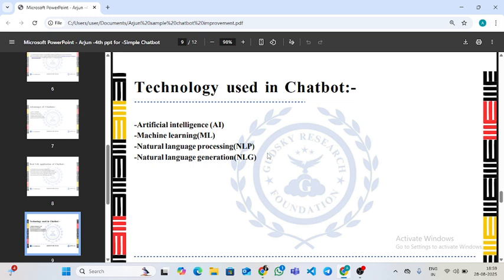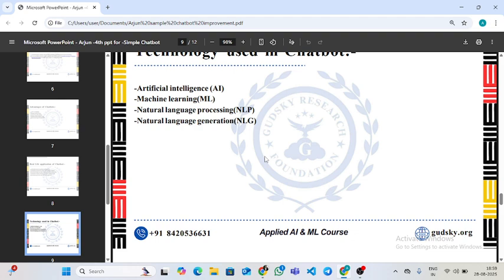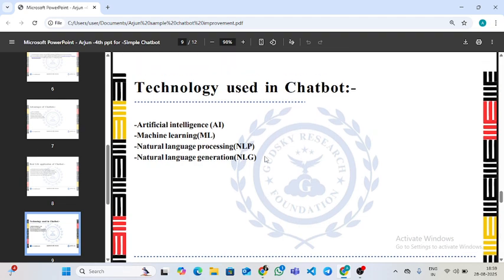And the last one is natural language generation. Last technology which I mentioned here is natural language generation. So the machine takes responses from the customer and generates them in human readable form, in such a way that a human can understand what the machine is going to say. So we will move to next. So these are the main technologies.